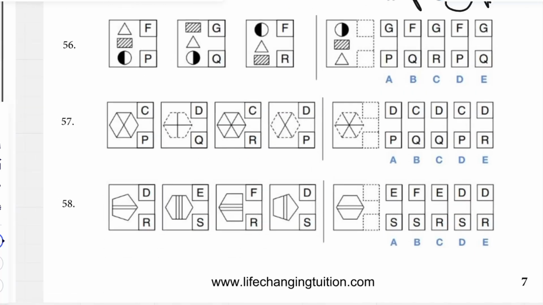Question number 56, we have triangle. This is common, and it's the shading of the circle. It's on the left hand side. We have shading on the right hand side, so it's going to be G on top. We can cross these out. Then we also have, they're all in different positions, so it's kind of the order we're going in.